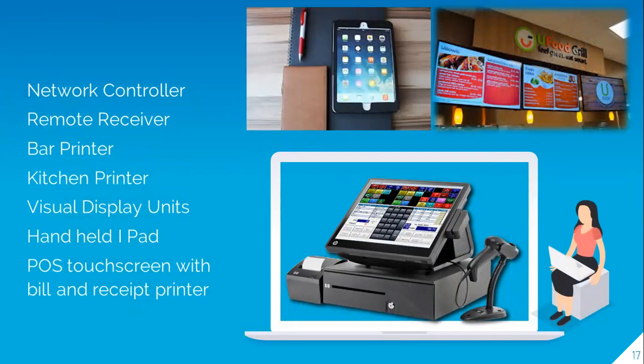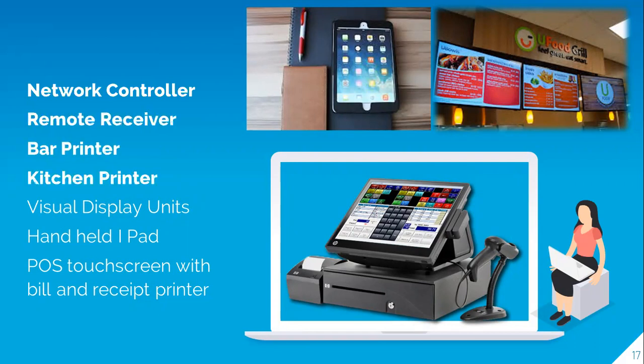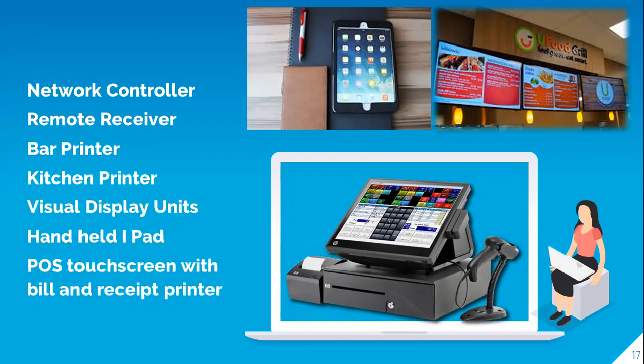Now, when we are talking about taking orders, you will find a few digital gadgets around. Those are mainly network controller, remote receiver, bar printer, kitchen printer, visual display units, handheld iPad, point of sale touchscreen with bill and receipt printer. So what you see here to my right is the point of sale touchscreen with bill and receipt printer. This is your handheld iPad and this is your visual display units. Bar kitchen printers will look like this.